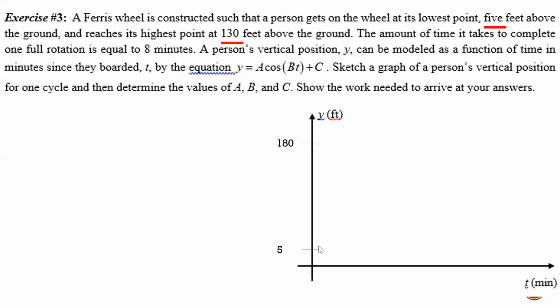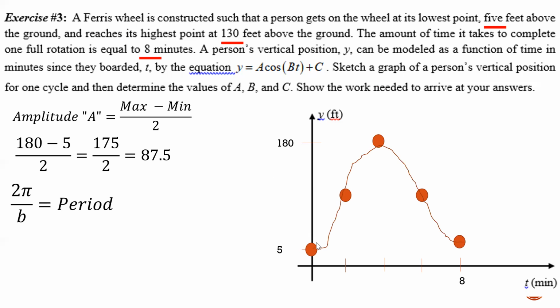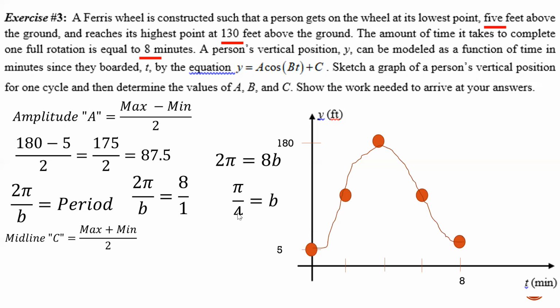Okay, so we know that our low point is 5, our high point is 180. Our max minus our min, 180 minus 5, divided by 2, so we get an A value of 87.5. We know that this is a cosine graph, so we know it starts down, because if you think about it, you don't start at the top. A normal cosine graph starts up. Because it starts down, that means it's been reflected. So 2 pi over b equals the period, which is 8. Cross multiply, we get b is pi over 4.